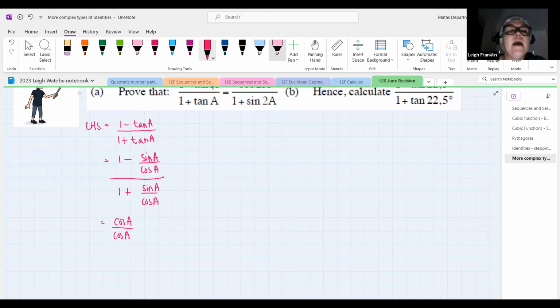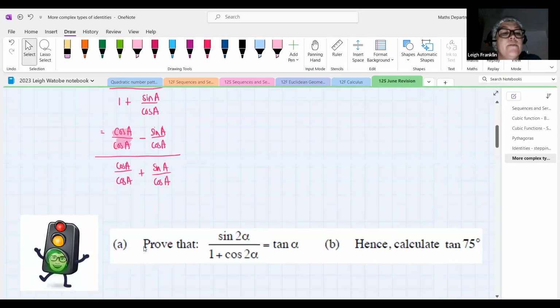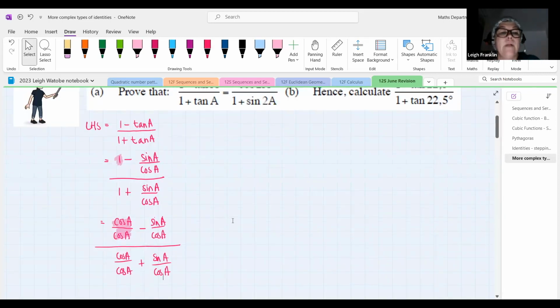So there we go. We are rewriting this 1 over here as cos A over cos A. Anything divided by itself is 1, minus sine A over cos A. Divided by, guess what? We're going to rewrite 1 as cos A over cos A plus sine A over cos A. All right, so we want the denominators to be the same so we can add and subtract our fractions.